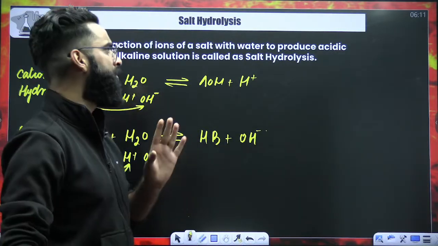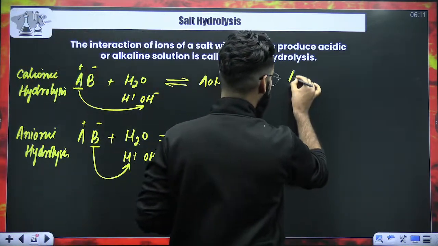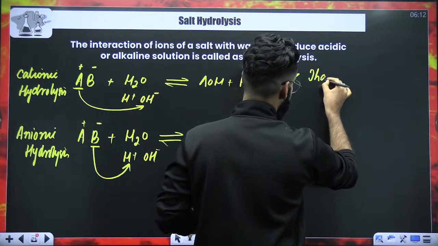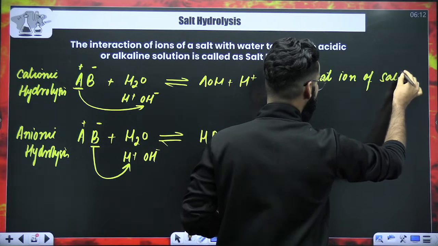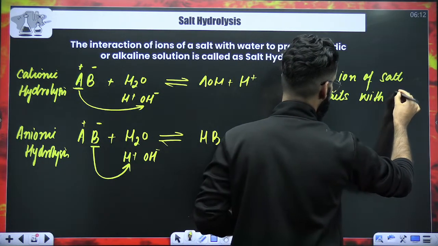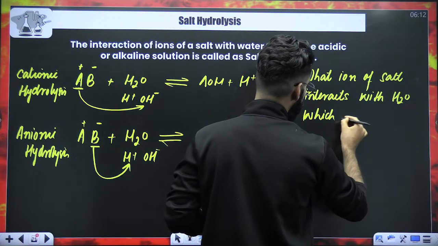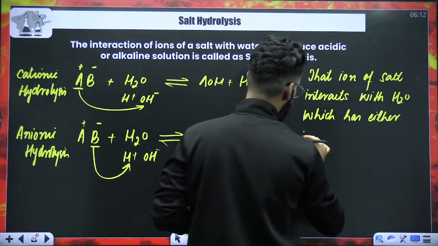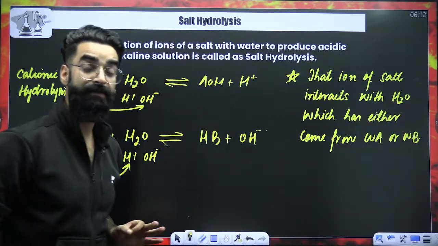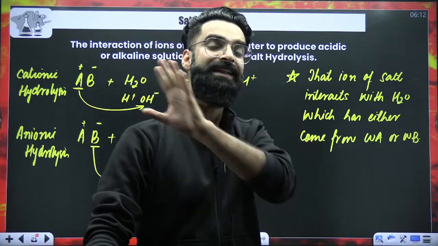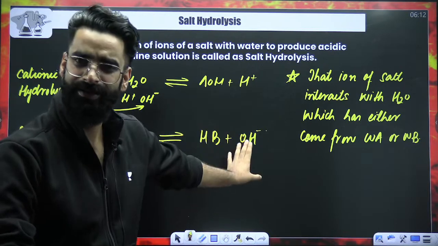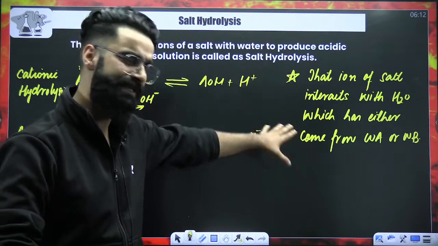Perfect. Do remember one more important thing. It will make everything easy for you. Just remember it directly from now on. Do remember that the ion of the salt that interacts with water is the one which has come from a weak acid or weak base. It is basically that ion of the salt which has either come from a weak acid or weak base that is going to interact with water. It will make a lot of things easy for you. Just remember it directly, no need to go into a detailed explanation. We just need this statement. We'll be using this statement and trying to solve the equations.